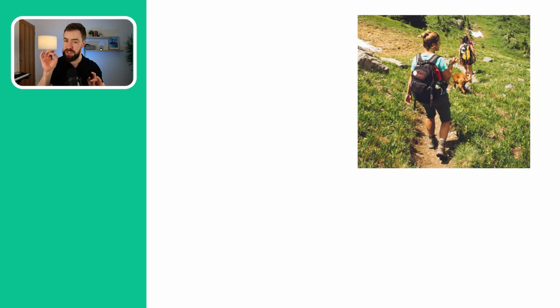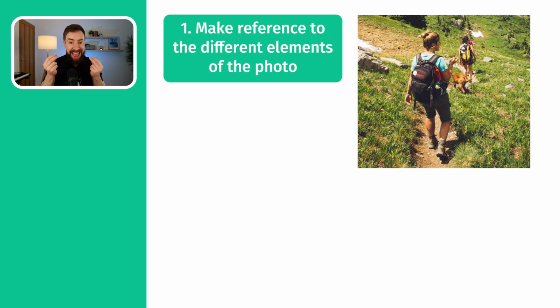So the first thing we should do when we're writing about the photo is describe the different elements, the different things we can see in the photo. And we're going to be working on this photo here. Now, I've written 3 sentences. I want you to think, what is the problem with these 3 sentences?